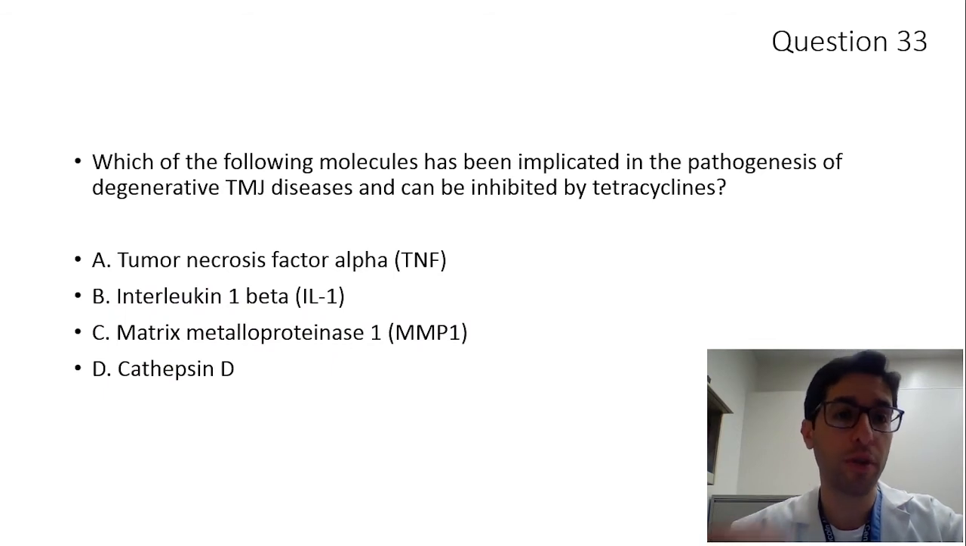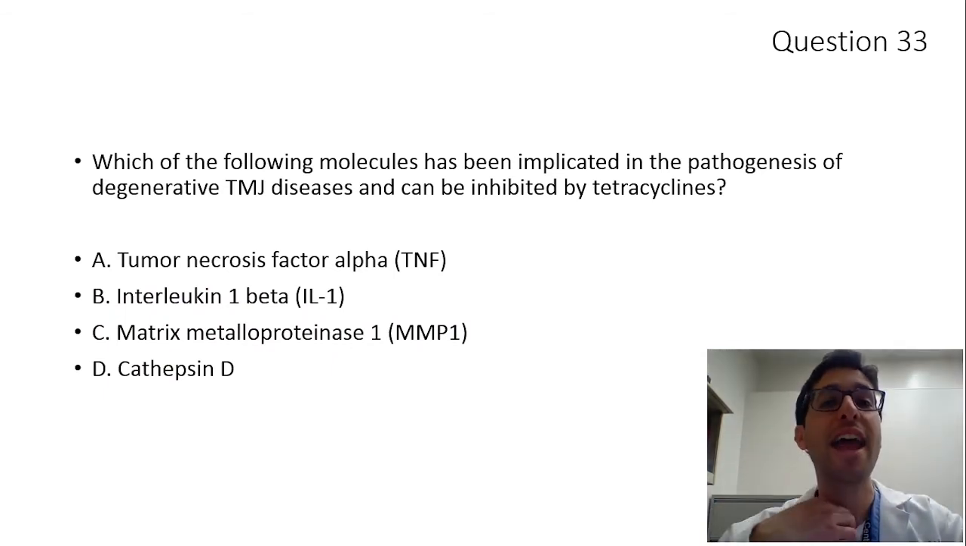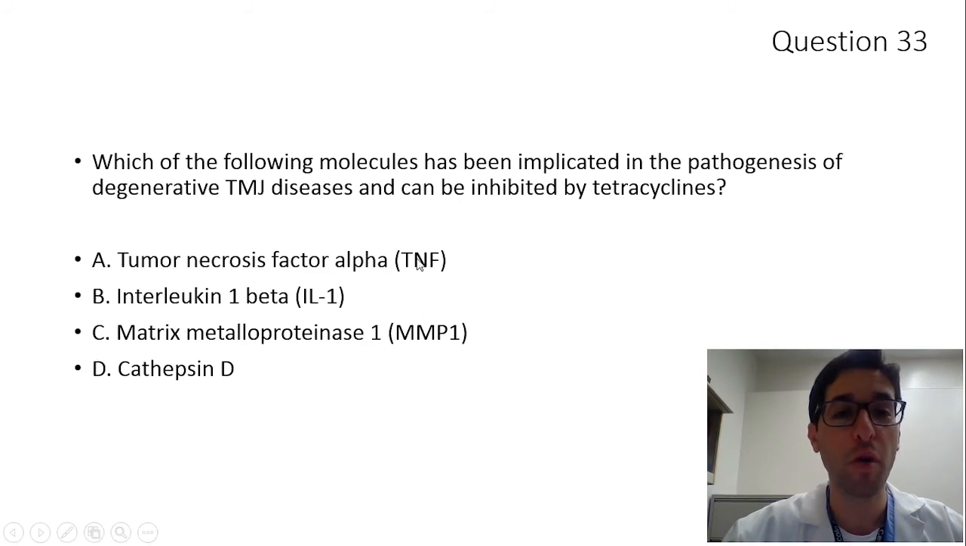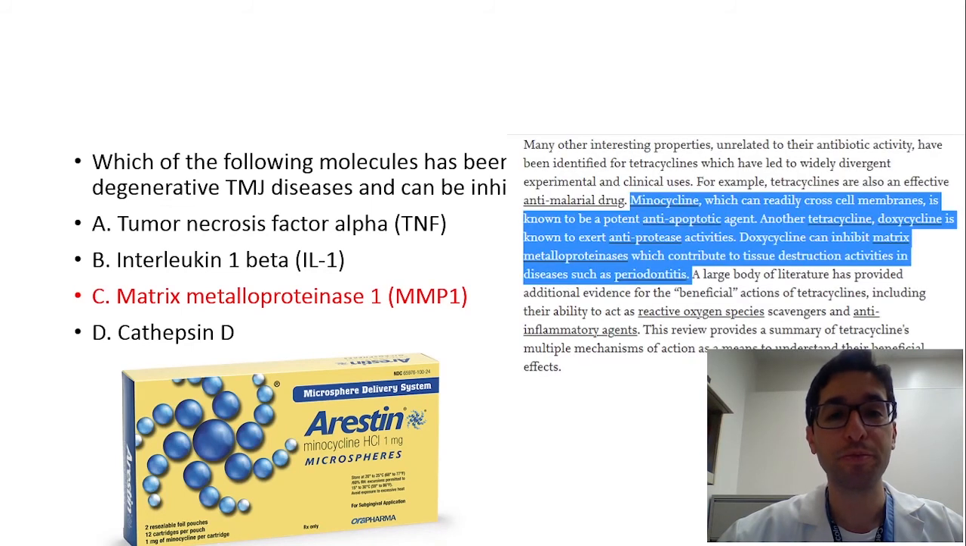Question 33. Which of the following molecules have been implicated in the pathogenesis of TMJ disease? And it can be inhibited by tetracyclines. So I got to tell you, this has to do with the anabolic and the catabolic theory as what causes degenerative joint disease. So we know TNF, and IL-1, and MMP. So all three of them look good. So how are you going to know which is the right answer? The second part of the question: which one is inhibited by tetracyclines? So that's a tough one. The answer is MMPs.